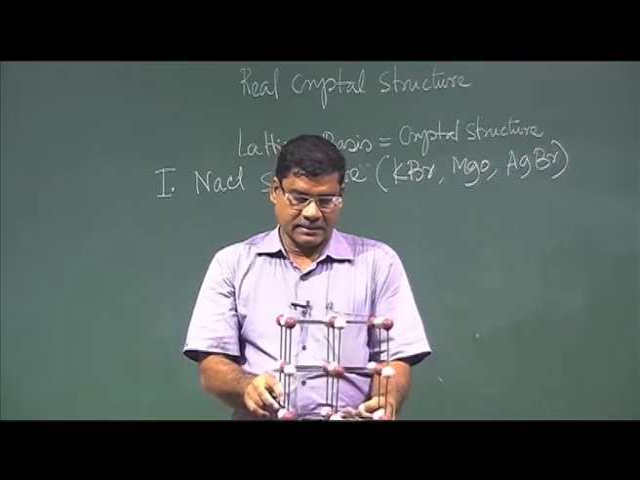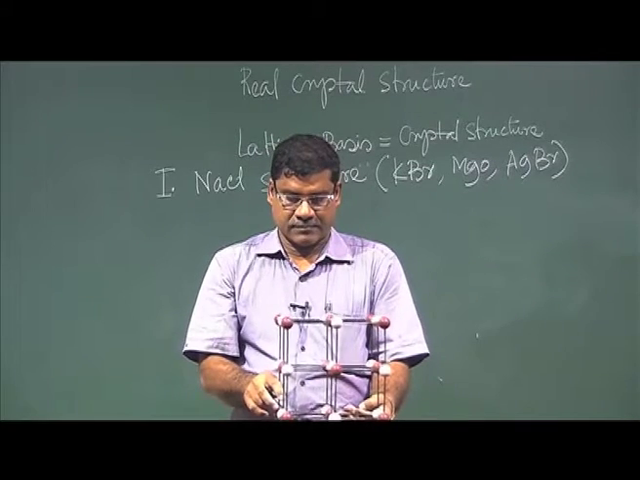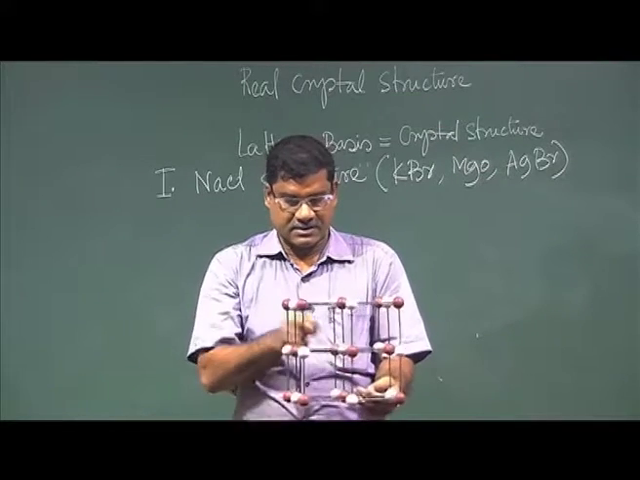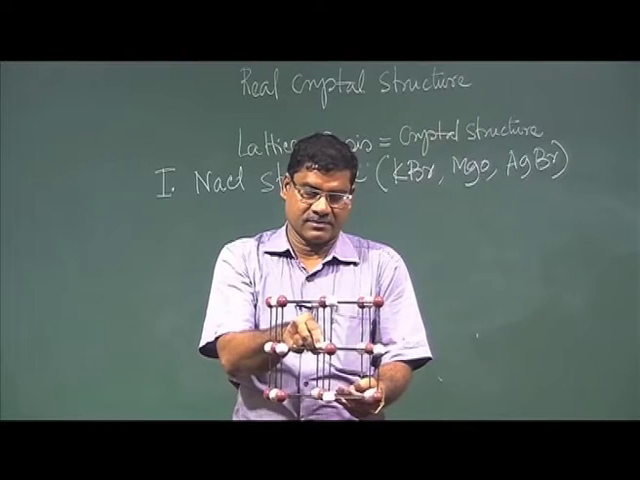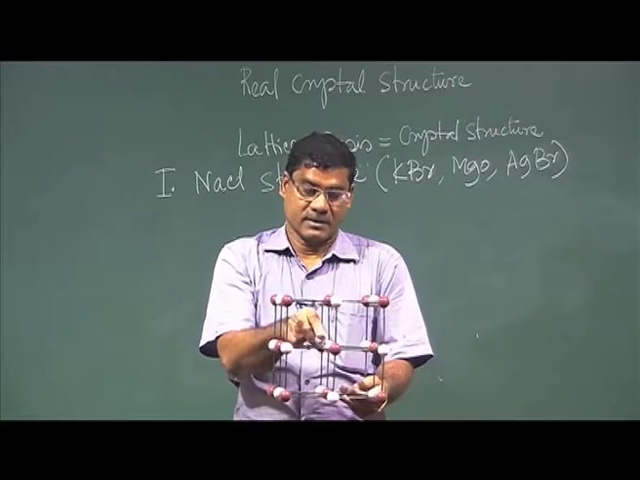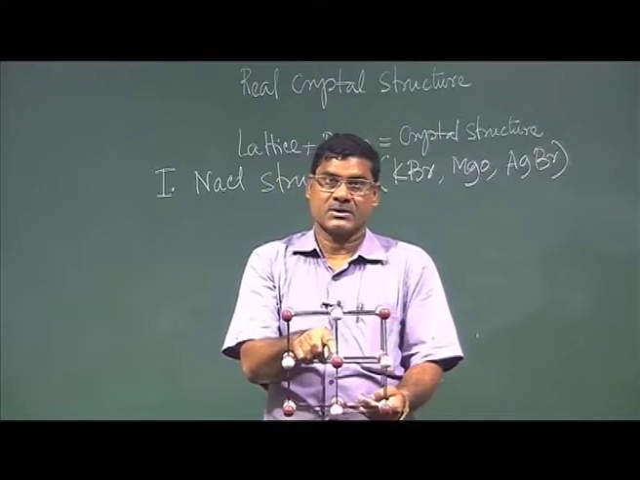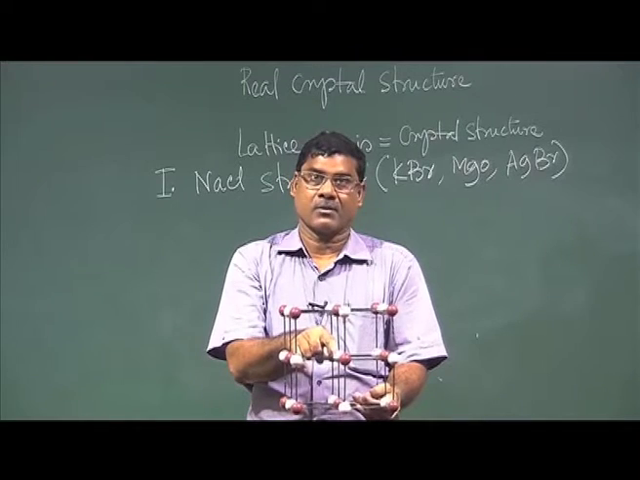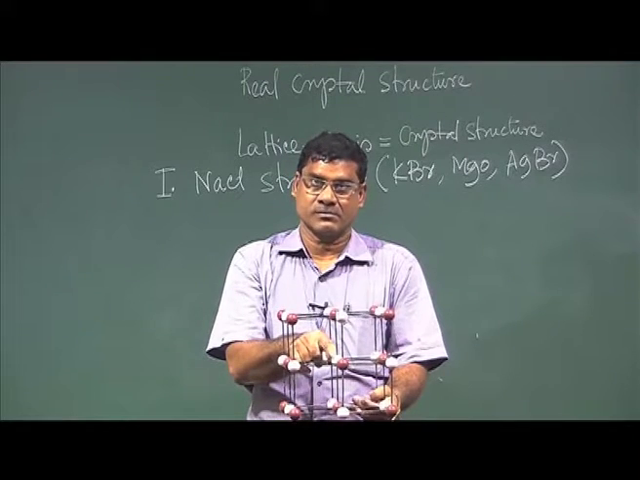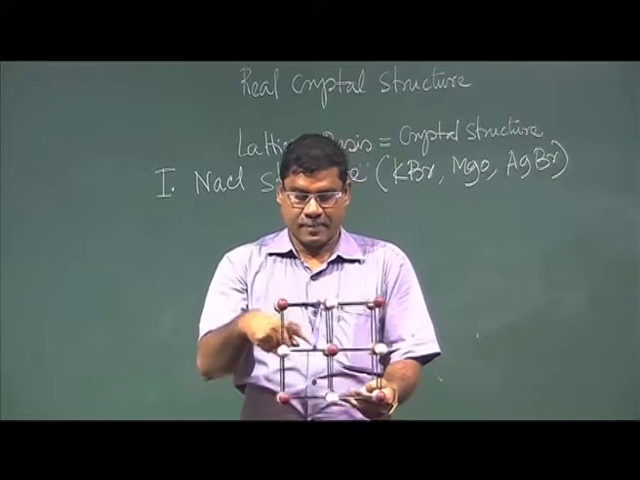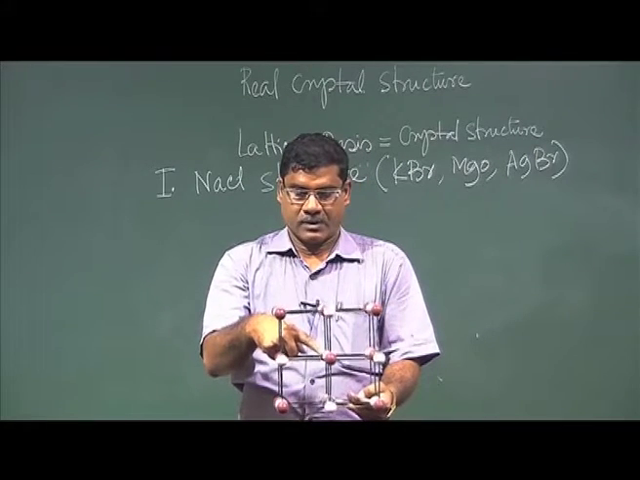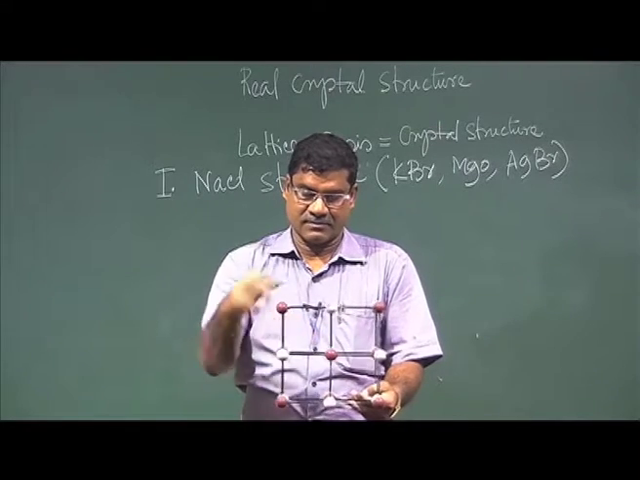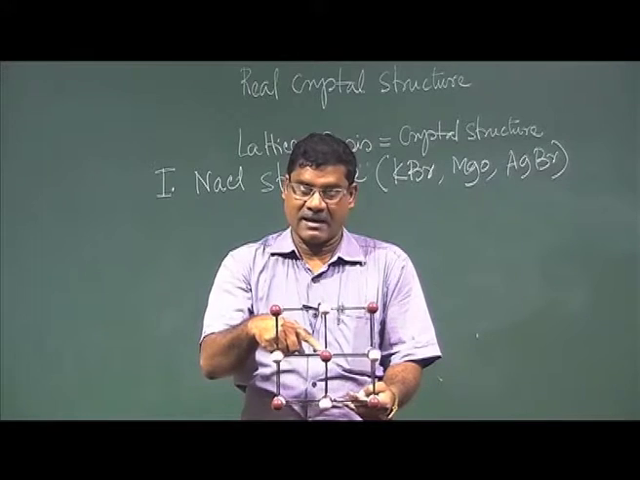So here, if I take this one in the middle as the sodium, I can take this sodium as the origin. So the coordinate of this one will be 0 0 0, right. Then from this sodium I need 4 of them, right.